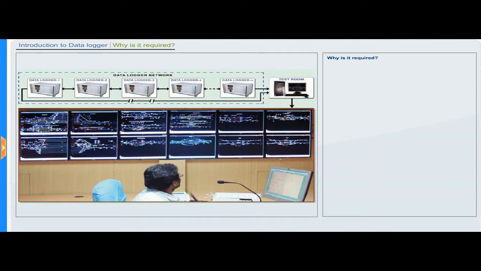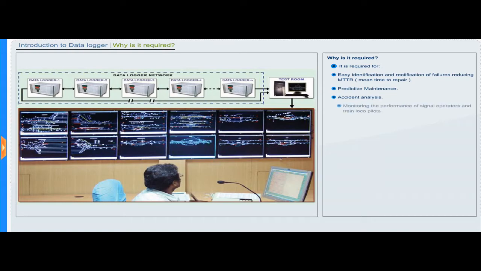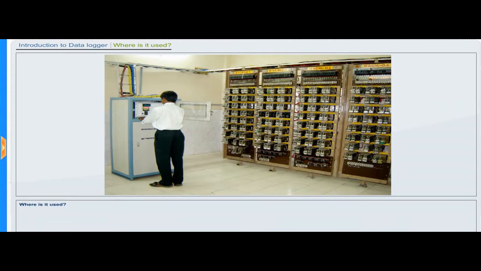Why is it required? It is required for easy identification and rectification of failures, reducing MTTR, mean time to repair. Predictive maintenance. Accident analysis. Monitoring the performance of signal operators and train loco pilots. Train traffic monitoring. Where is it used? It is used in stations wherever signaling is provided.